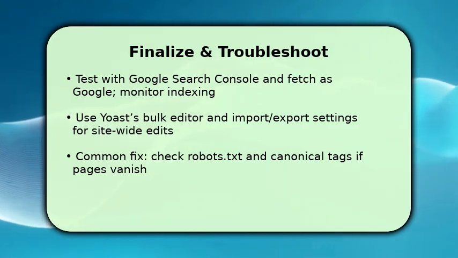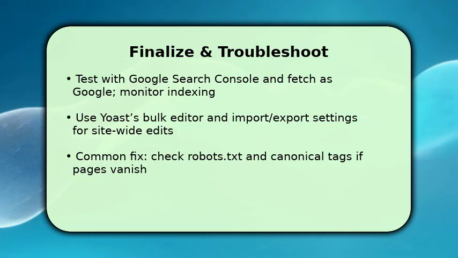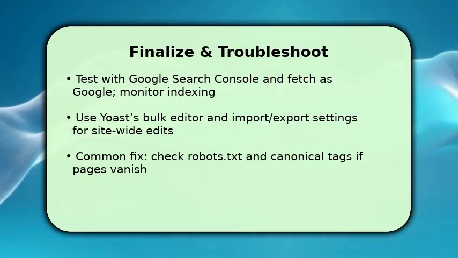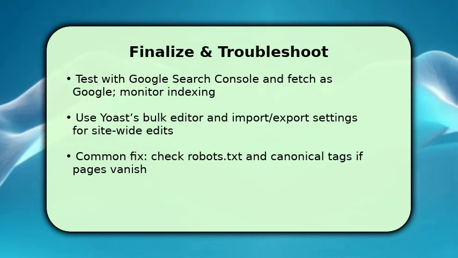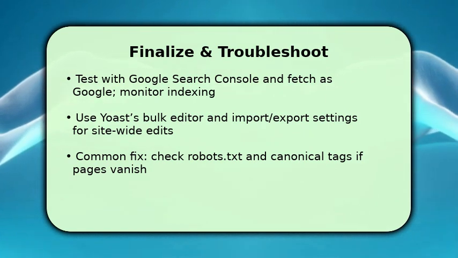Make sure to review canonical tags and robots.txt to avoid accidental deindexing. If problems appear, check robots.txt rules and canonical tags first. These two issues explain most vanished pages, so correct them and re-request indexing to resolve quickly.